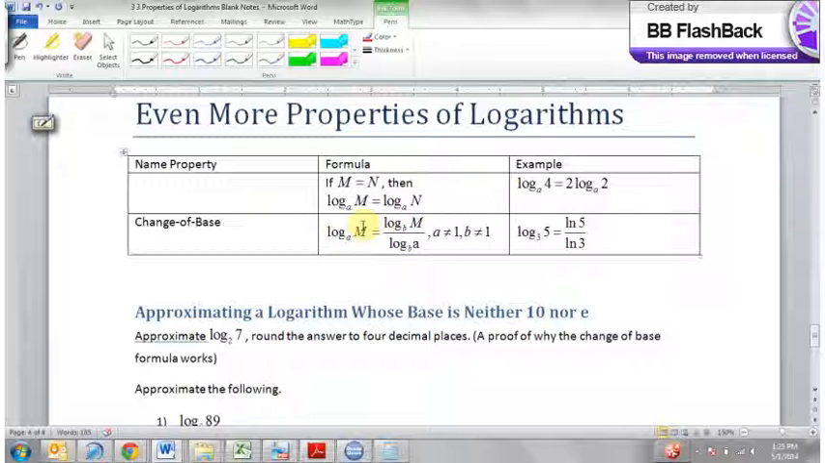If you have log base a of m, you can say the same thing by choosing a different log of m over a different log of a. So like if we had log base 3 of 5, we could say natural log 5 over natural log 3, and those will get you the same answer. This side you can put in your calculator, this side not so easy.